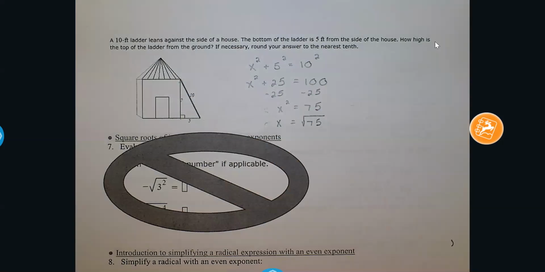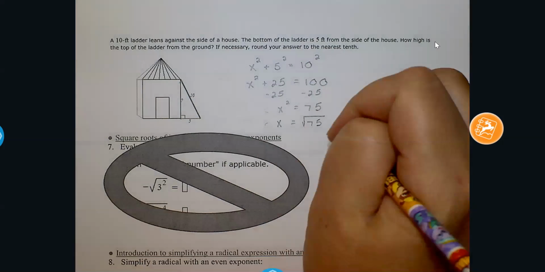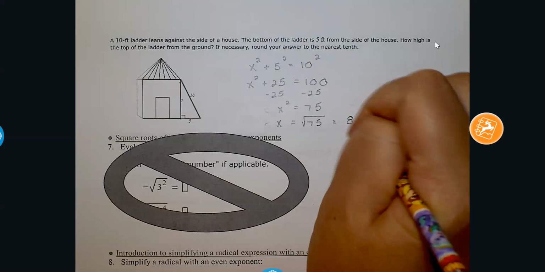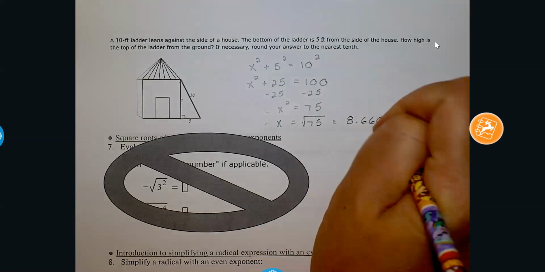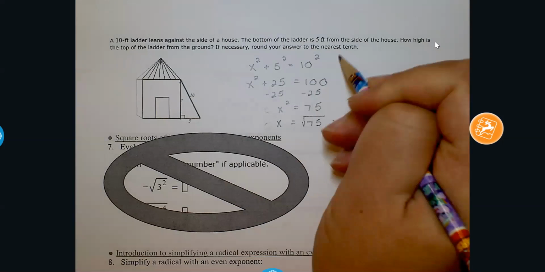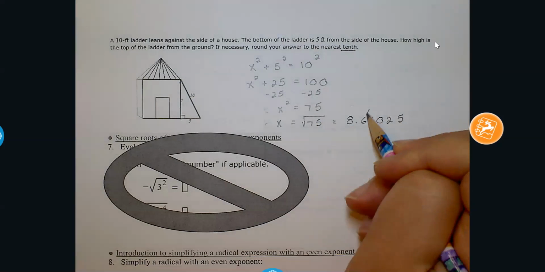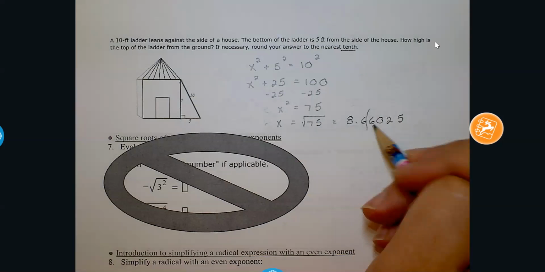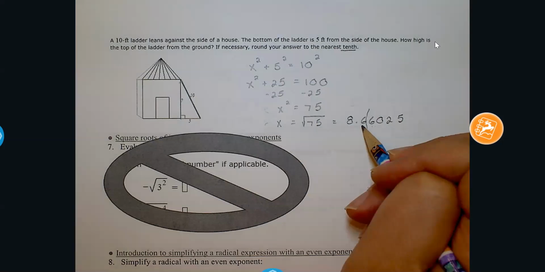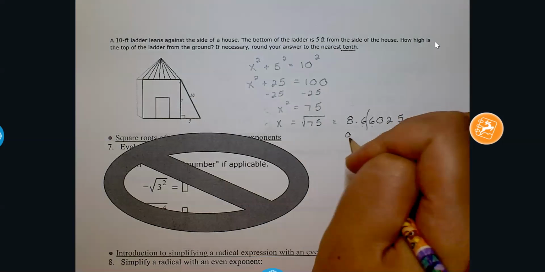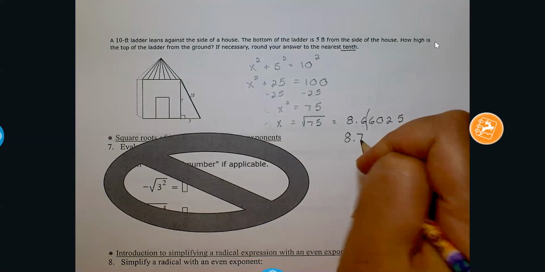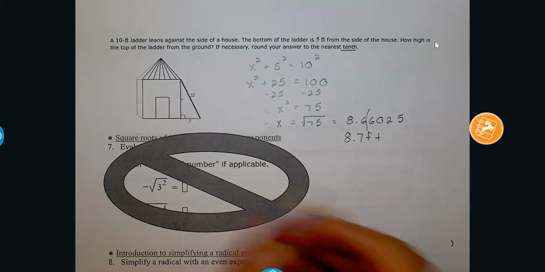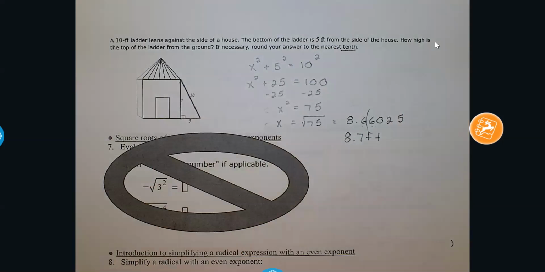And the square root of 75 is 8.66025, but they want it rounded to the nearest tenth. And then once again, our second decimal place is 5 and above, so we round this up to 8.7, and that would be 8.7 feet would be the height of that wall, okay?